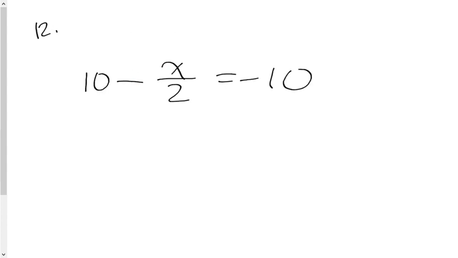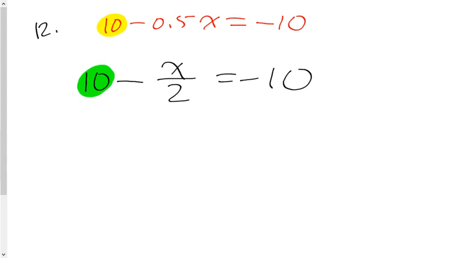Question 12, we have a two-step algebraic equation, and we have a constant, and we have a fractional coefficient. And by fractional coefficient, I mean if I had to write this with a different coefficient, this red equation would be the exact same thing. So here, makes it a little bit more clear, we have a 10 as a constant, and we have a negative 0.5 or a negative half coefficient.